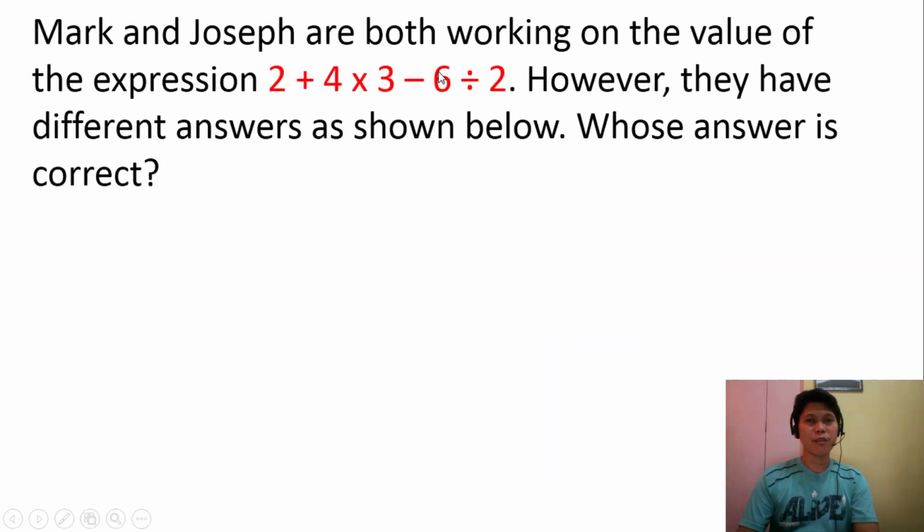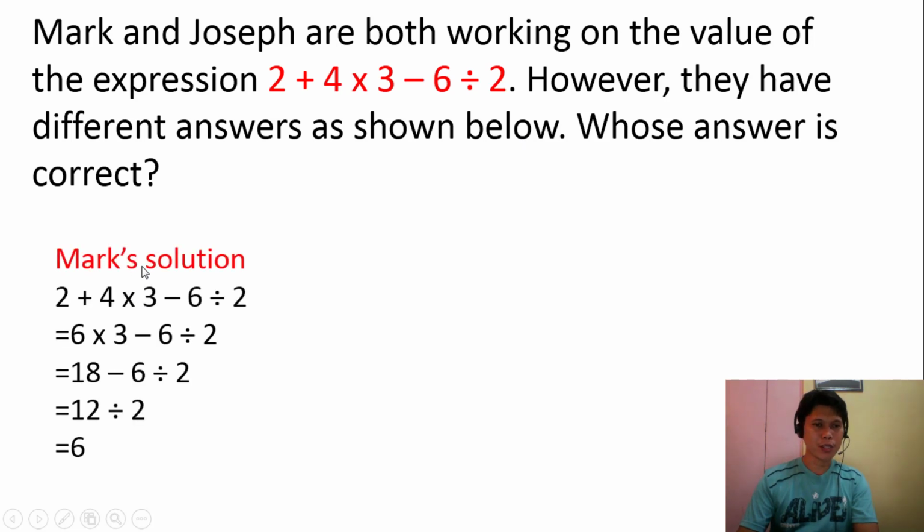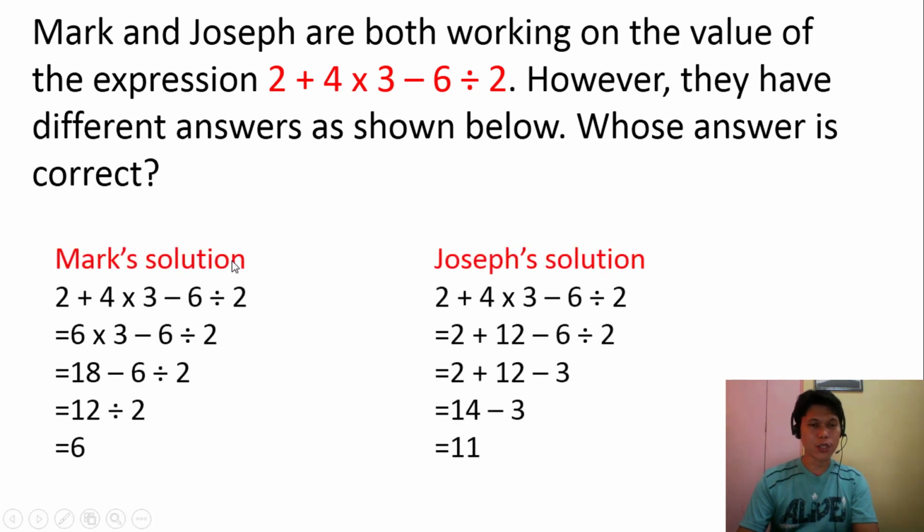Mark and Joseph are both working on the value of the expression 2 plus 4 times 3 minus 6 divided by 2. However, they have different answers as shown below. Whose answer is correct? We have Mark's solution and Joseph's solution. We'll try to examine their solutions.